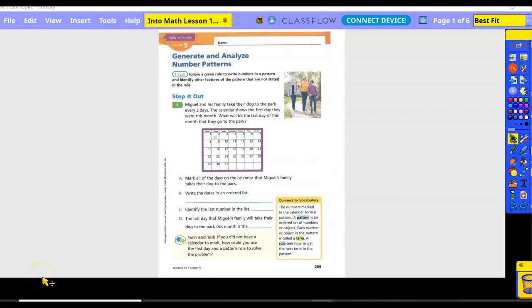Fourth grade math lesson 10.5. Generate and analyze number patterns. I can follow a given rule to write numbers in a pattern and identify other features of the pattern that are not stated in the rule.